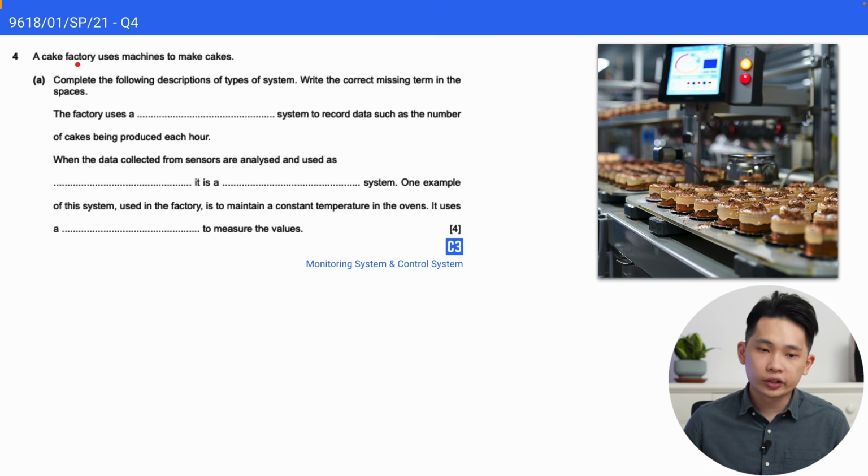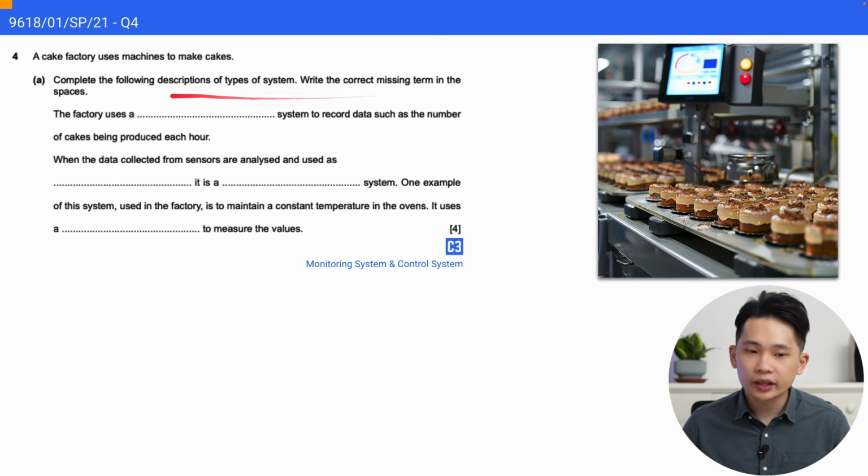A cake factory uses machines to make cakes. Complete the following descriptions of types of system. Write the correct missing term in the spaces.